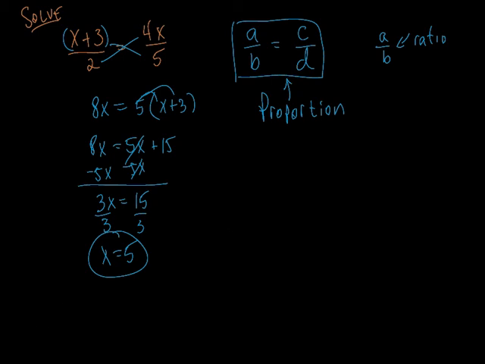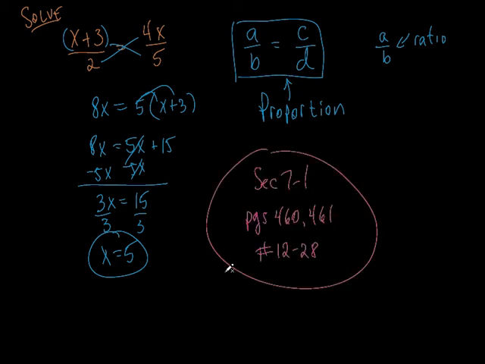Okay, let me write down the assignment. All right, there's your assignment right there, section 7-1. And it's pages 460, 461, and we're doing 12 to 28. So this is from the book. Make sure that you write the section number on the top of your paper. So make sure your name is on there, the section number, the page, the numbers that you're doing, all that good stuff. Make sure you do it in pencil. You do it on loose leaf notebook paper.